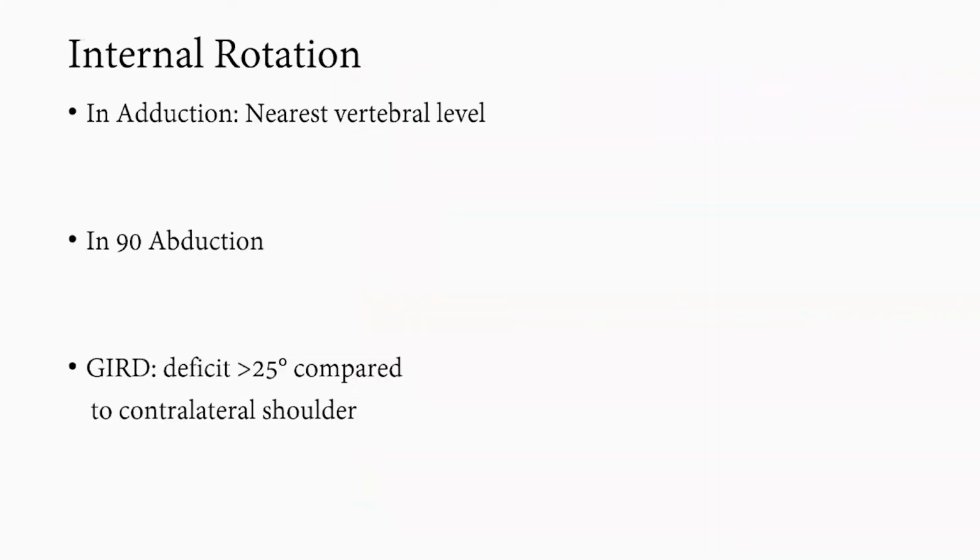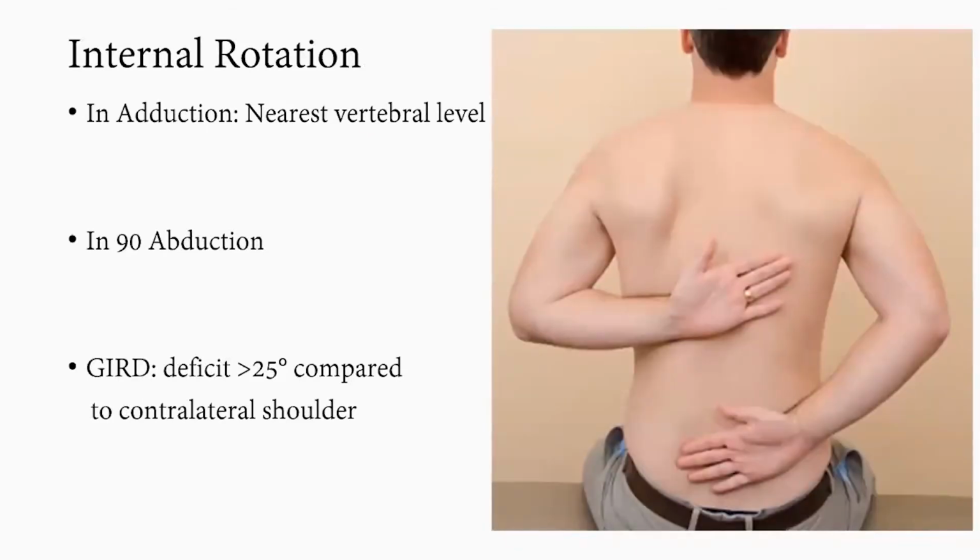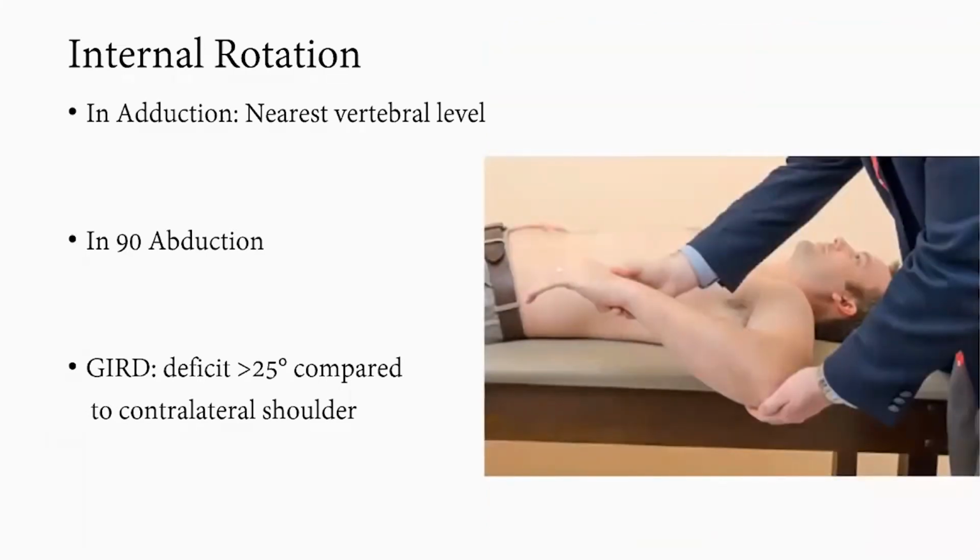Internal rotation can be done in adduction and it's measured to the nearest vertebral level. The non-measured or contralateral scapula is used as a reference, as the superior border of the scapula is at T4, the inferior border is at T7, and the iliac crest is at L4. So this acts as a guide to detect the level of the internal rotation range. Also, internal rotation can be repeated in the supine position to detect the internal rotation range with the shoulder abducted to 90 degrees.